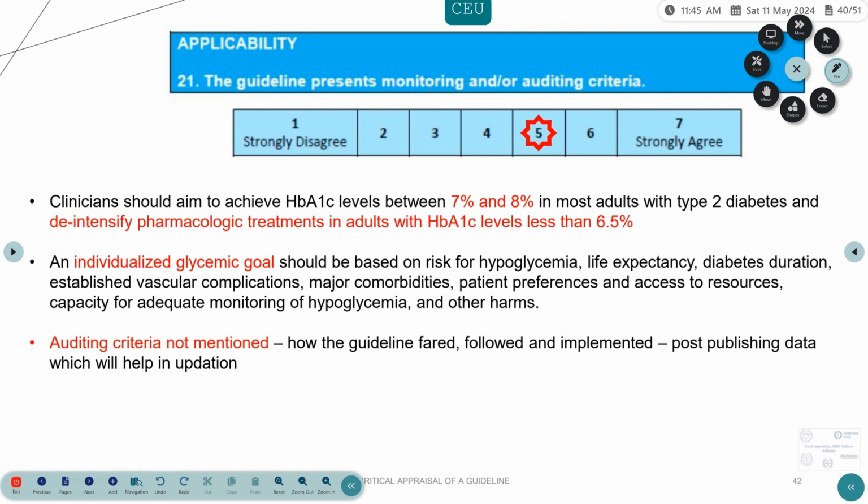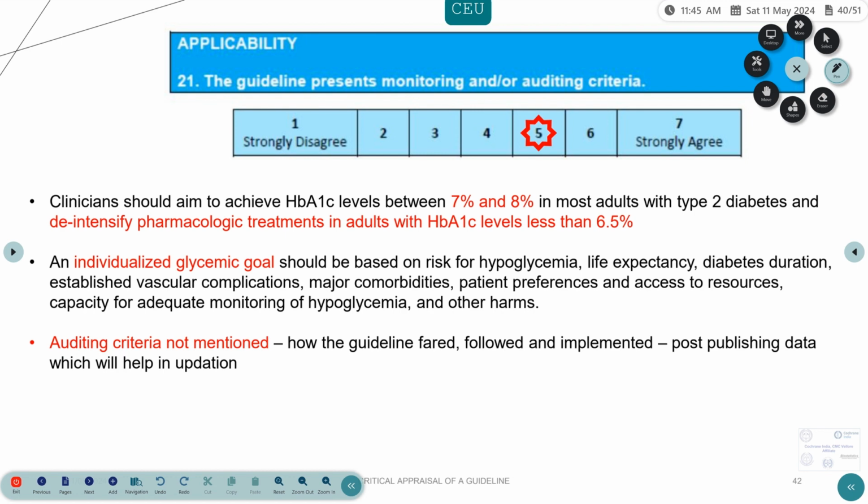The guideline presents monitoring and auditing criteria. The monitoring is what you need to monitor after the guideline. That was not clearly mentioned as to what you should monitor. They just say to try to get the HbA1c level to 7 to 8. It was a very general guideline, and they wanted an individualized glycemic control based on the patient.